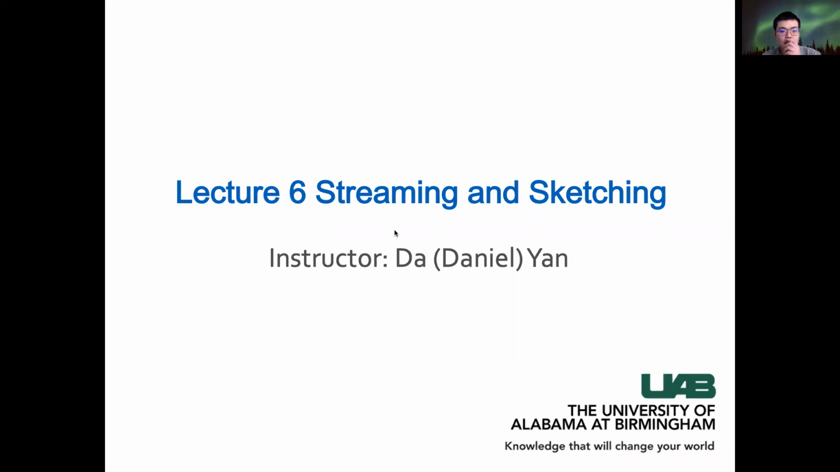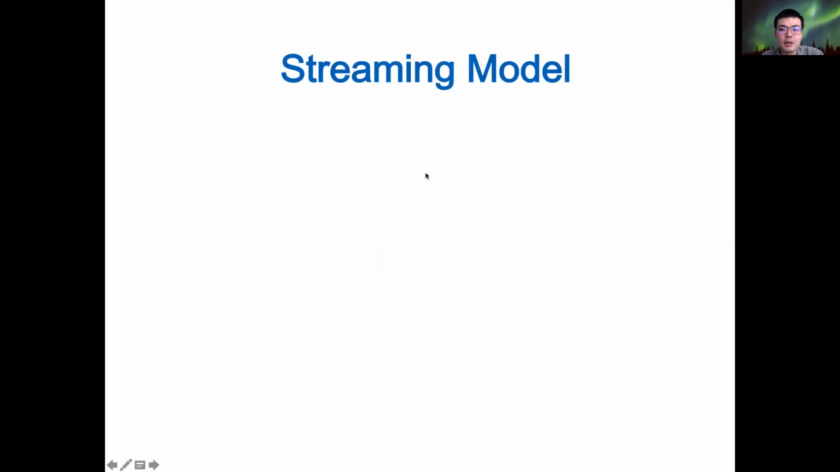For that reason, you need to keep a so-called sketch. It's a compact summary of what people searched. But from that sketch, you can recover the information of the original stream with reasonable accuracy. Usually those sketches are for a particular metric, a statistical measure. One measure has one particular kind of sketch. All right, let's take a look at this streaming data model.